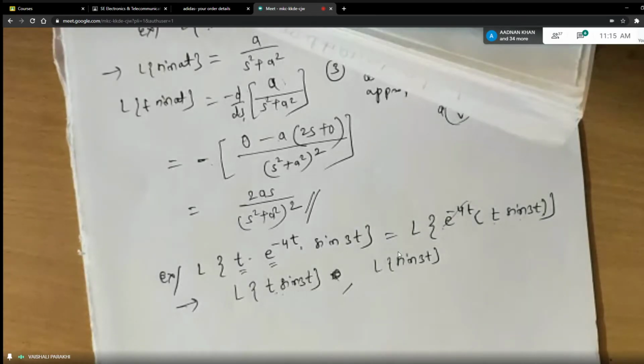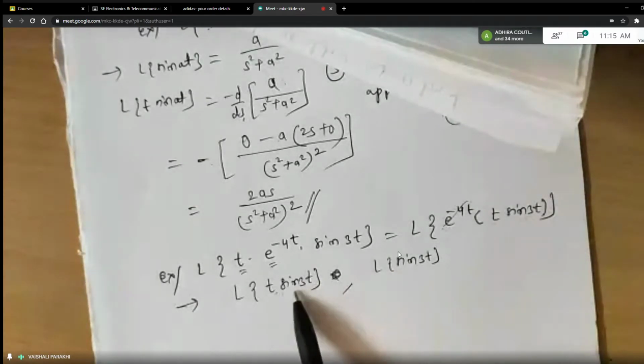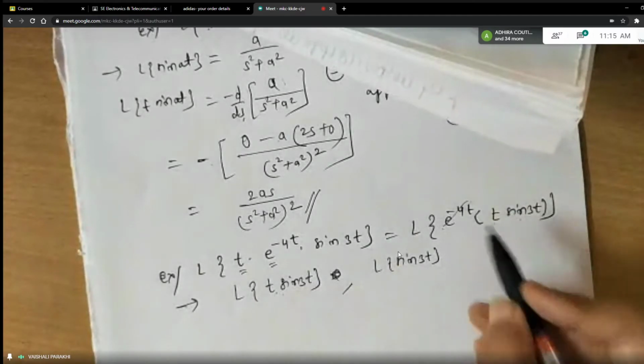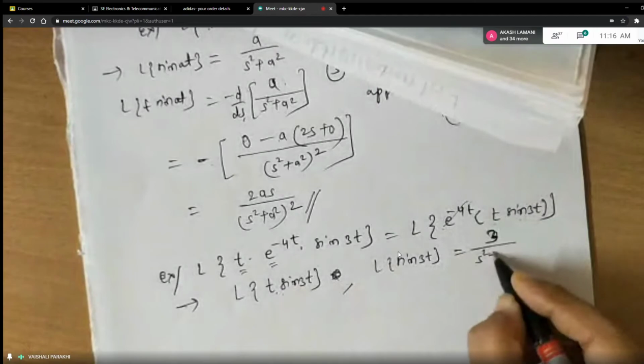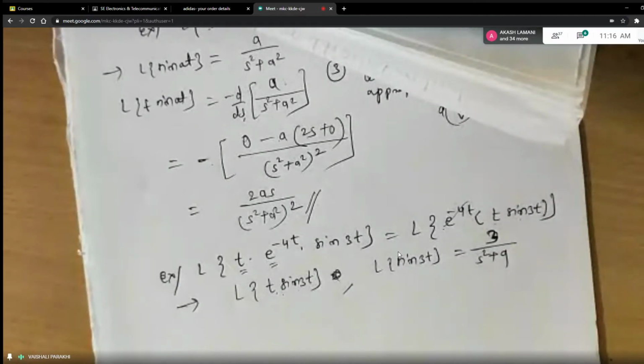And that's why I said Laplace transform is a topic such that even if you miss one lecture, it will be difficult for you to understand the next lecture, right? Because all formulas are connected to each other and something or the other comes from the basics of Laplace transform. So now what I'm doing, I'm finding Laplace of sine 3t, which is a upon s square plus a square, a means 3 here, 3 upon s square plus 9.